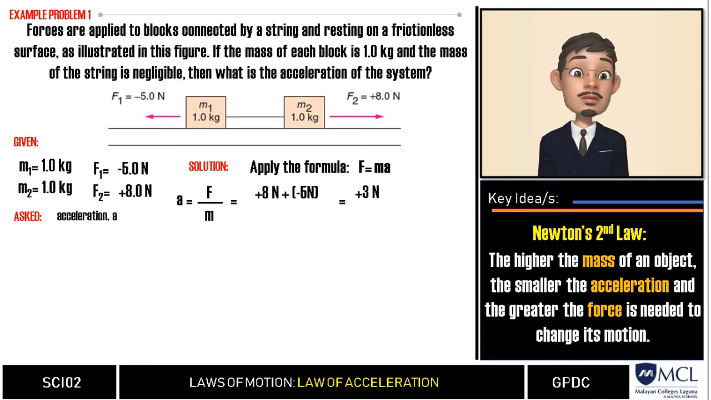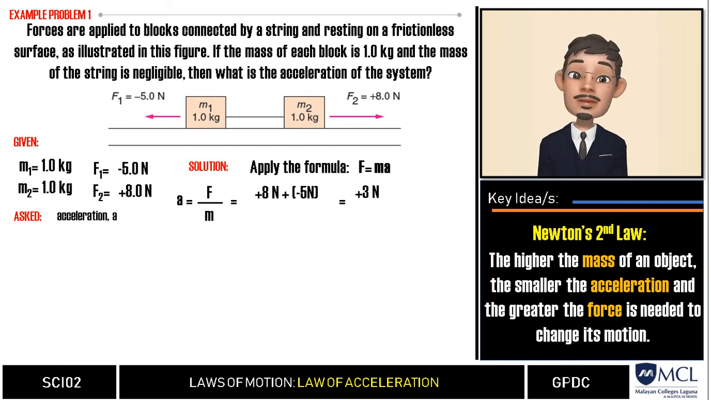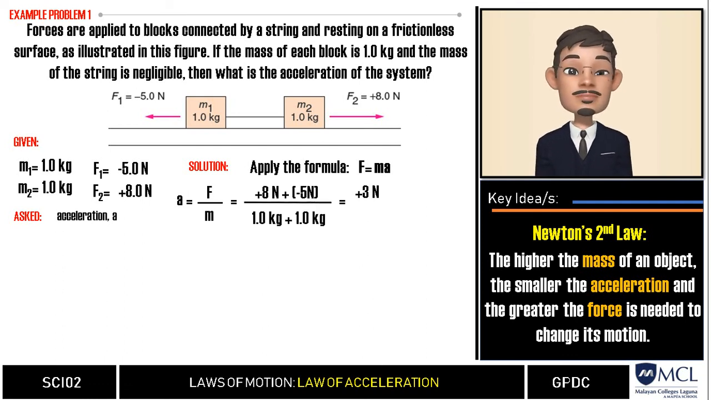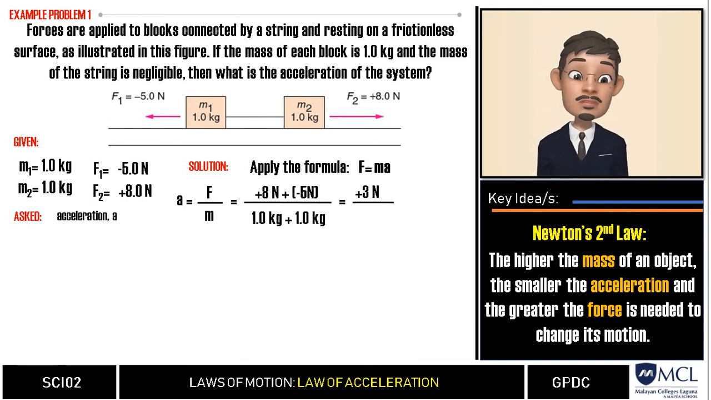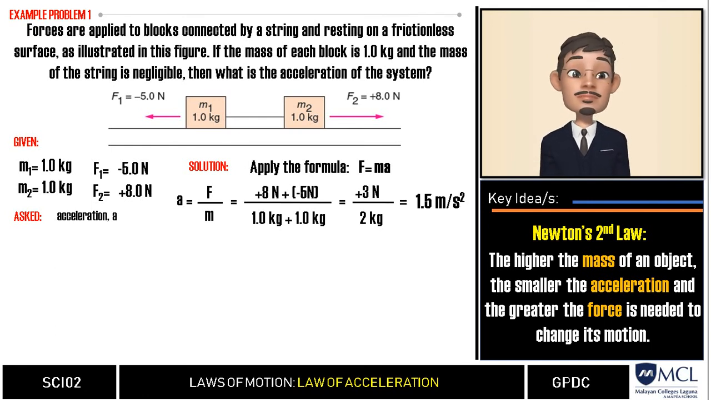After getting the force, we need to find the mass. Since we have two given masses, the total mass of the system can be computed by getting their sum. So total mass is 2 kilograms. We perform the operations now. 3 newtons over 2 kilograms is equal to 1.5 meters per second squared. Therefore, the acceleration of these two objects is 1.5 meters per second squared going in the east direction.